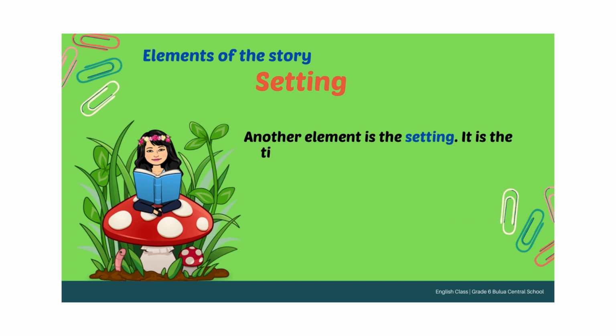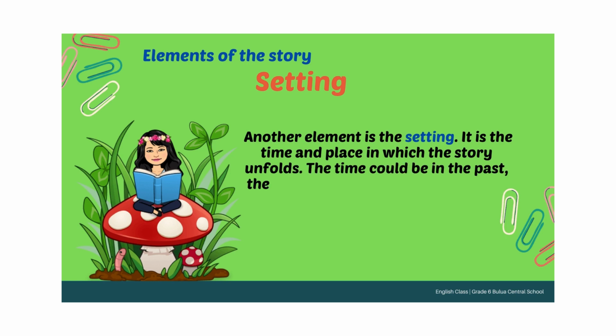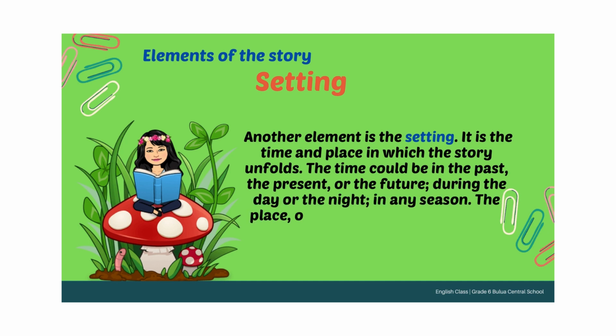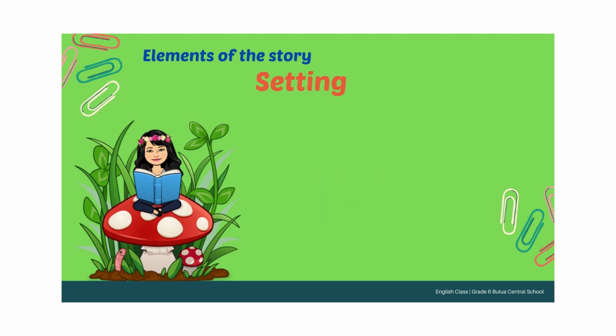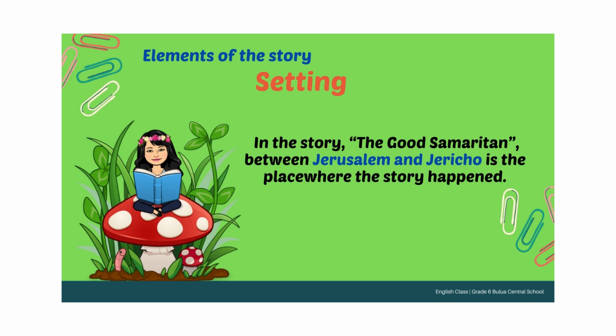Another element is the setting. It is the time and place in which the story unfolds. The time could be in the past, the present, or the future, during the day or the night, in any season. The place or scene may be imaginary or real. In the story, The Good Samaritan, between Jerusalem and Jericho is the place where the story happened.